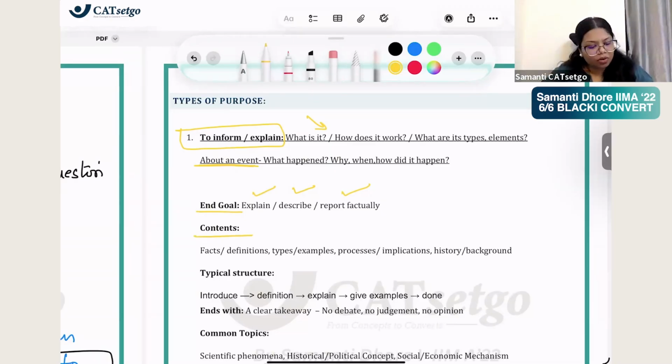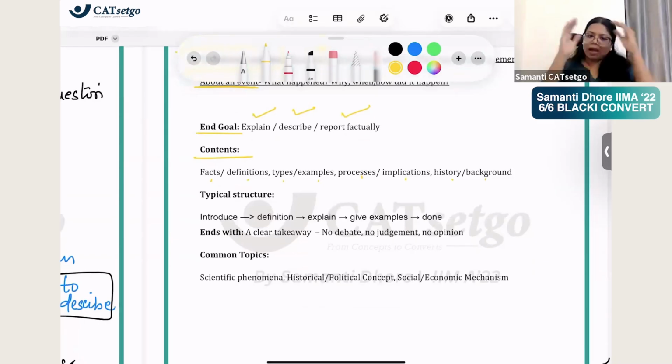Now, what are the contents? You will find facts, definitions, types, examples, processes, implications, history, and background of something. The moment you find these things, you should know the purpose was to inform or to explain. Typical structure of the passages or the articles that are written to inform something is like this. First, you start by introducing. They'll introduce, like they introduced what is topophilia. Remember, topophilia is a bond between people and places. That is what we learned in last class.